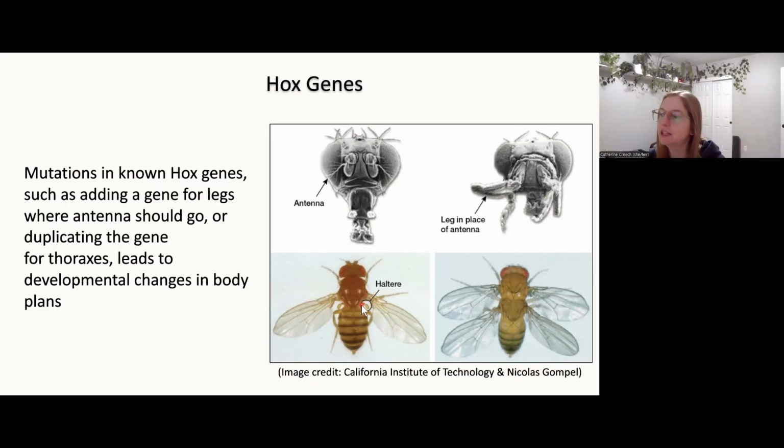Now, if we remove this and we insert the gene for wings, we can create a fly that has basically two thoraxes with a double set of wings and no haltere. And so it's experiments like these, where we copy and paste the genes and see what happens to the body form, that really helped us understand what Hox genes do and how important they are to body development.